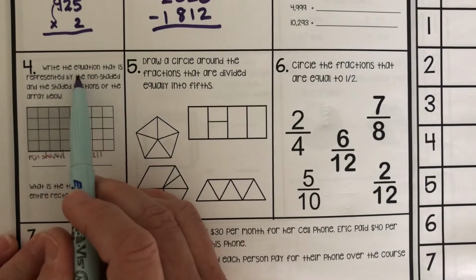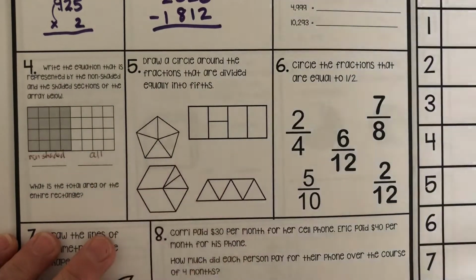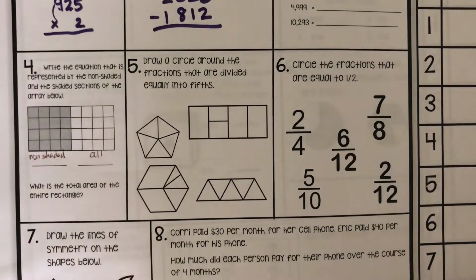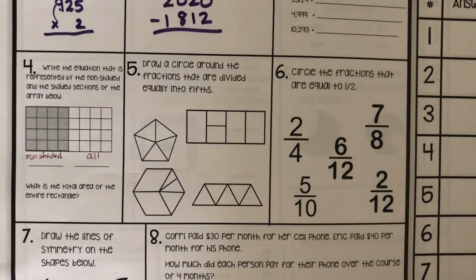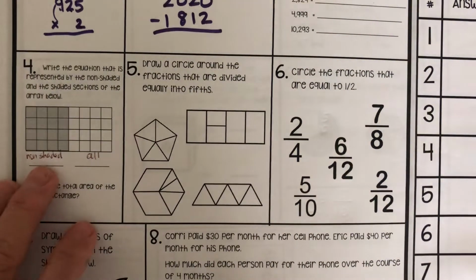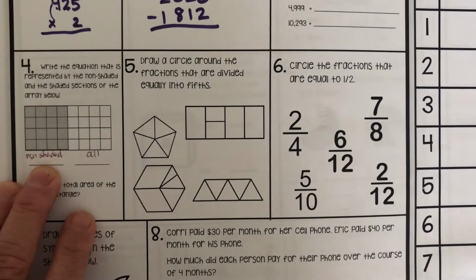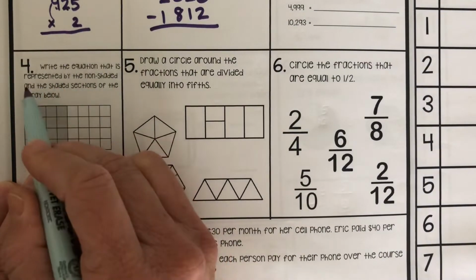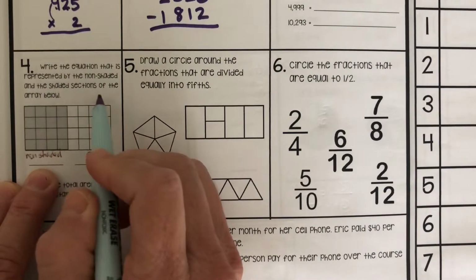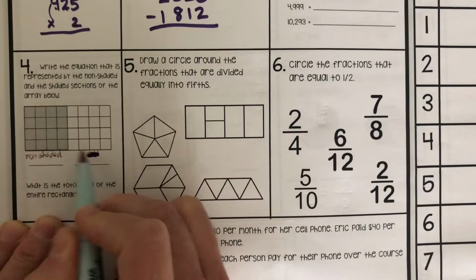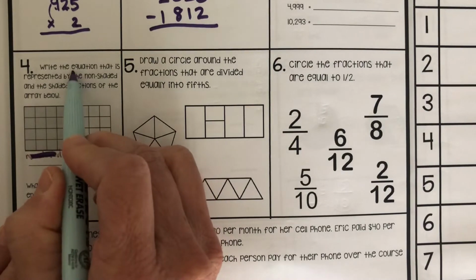Okay, write the equation that is represented by the non-shaded and the shaded parts of that one. So non-shaded would be, let's see, write the equation that is represented by the non-shaded and shaded sections and then the total area. Okay, so we want an equation, not a fraction, an equation.